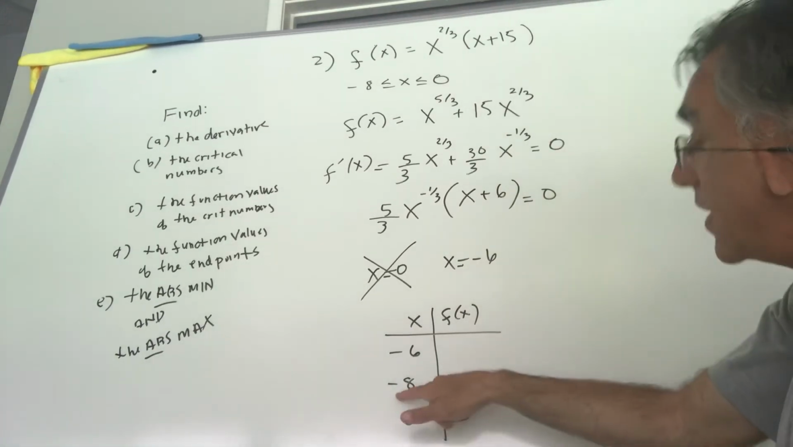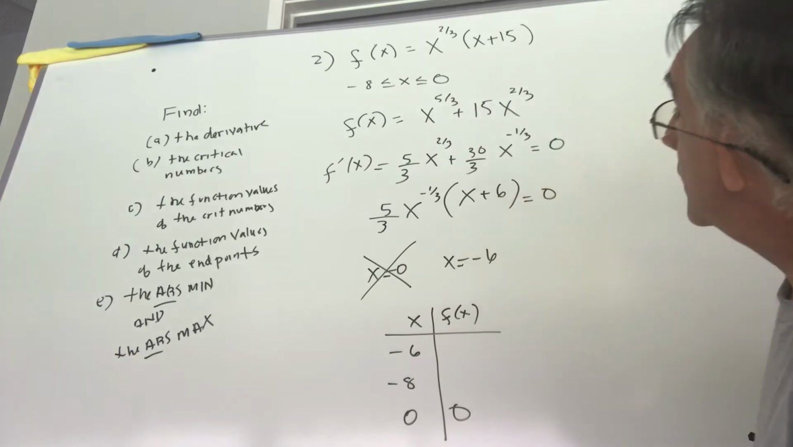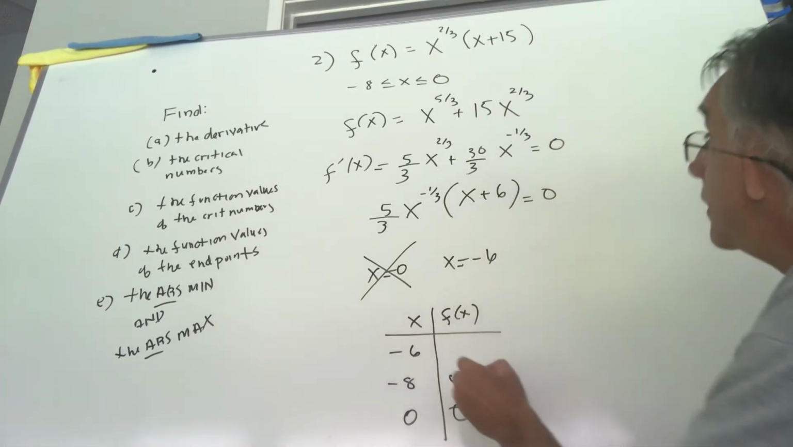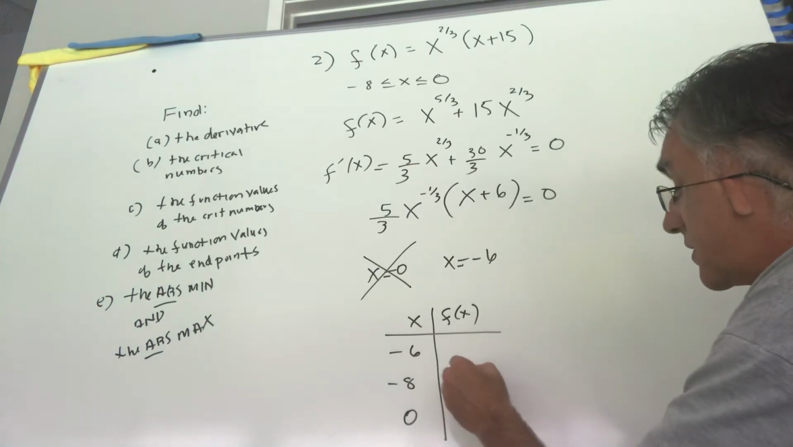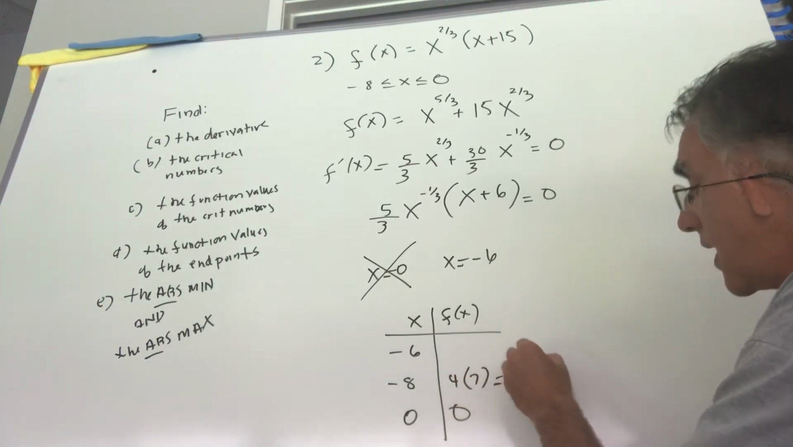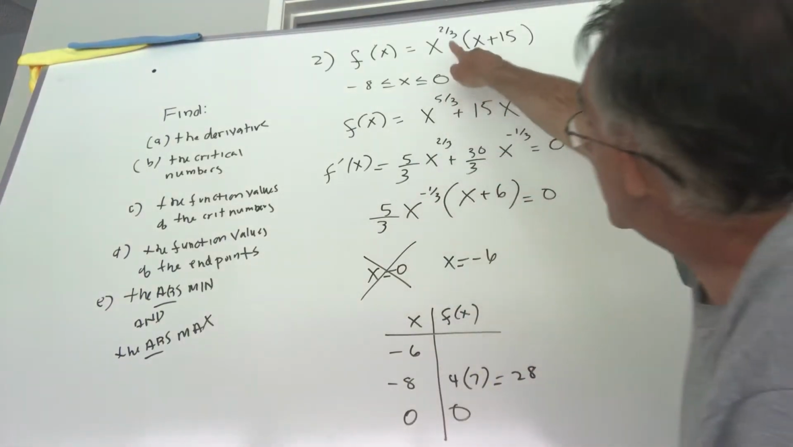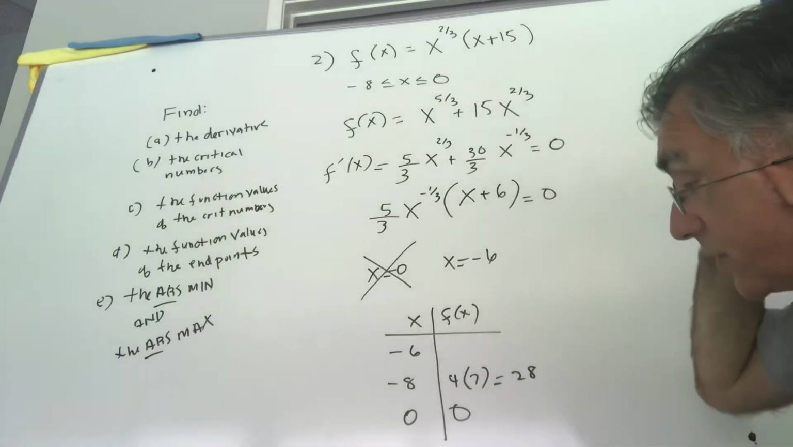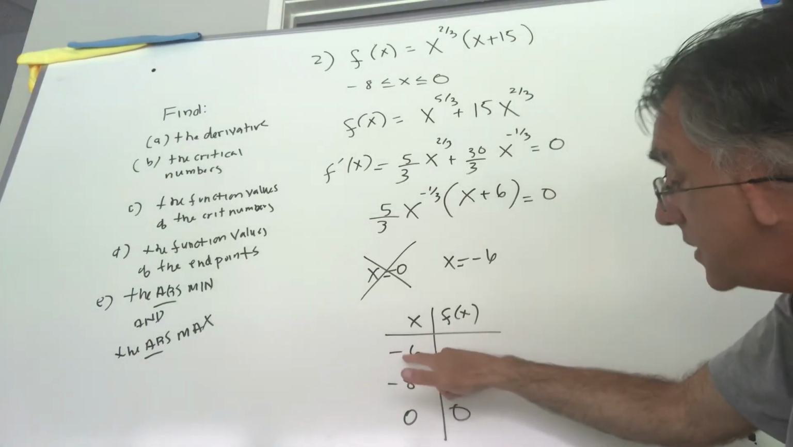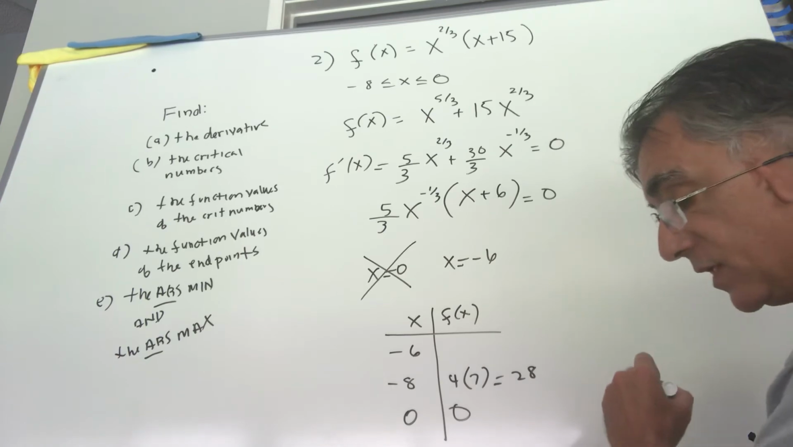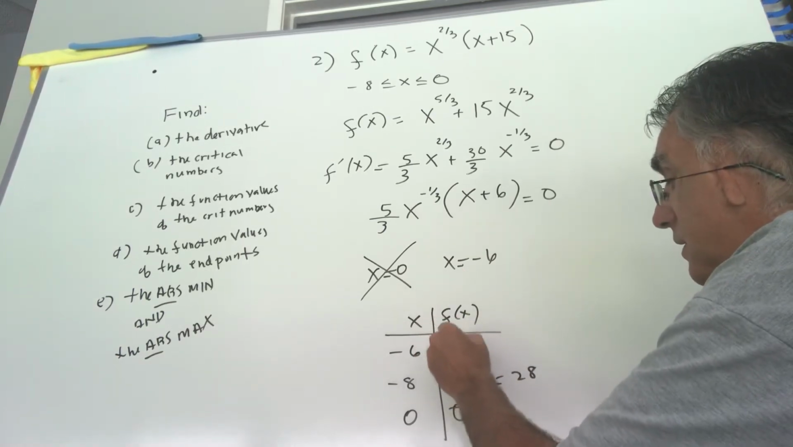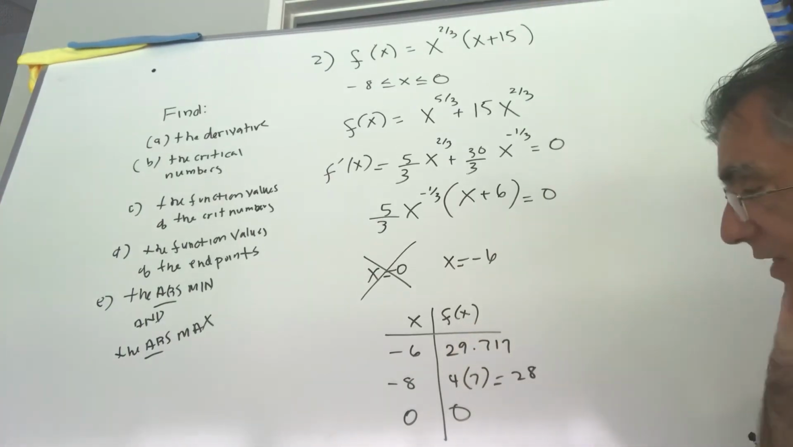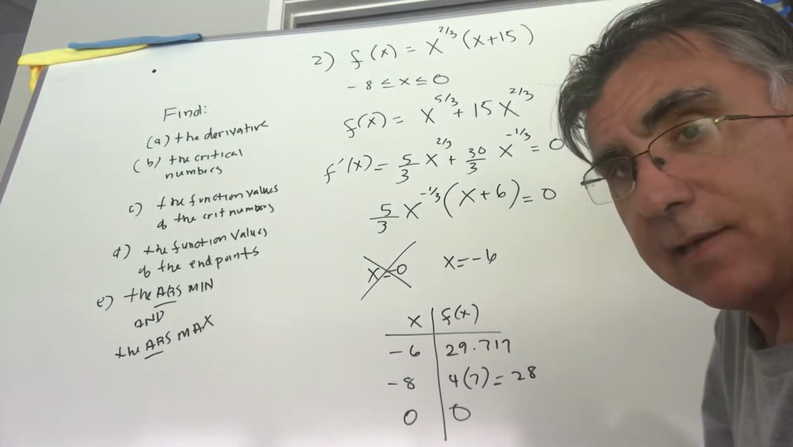And let's just do the negative 8. Negative 8 to the 2/3 is 4. Negative 8 plus 15 is 7, so it's 28. Again, if you just want to put the negative 8, raise it to the 2/3 power in your calculator, and then multiply it, if you want to just put it in the calculator, that's fine. And I just put negative 6 in the calculator for this, and I got 29.717. I made it 3 decimal places because that's what we do in AP calculus, we do 3 decimal places.